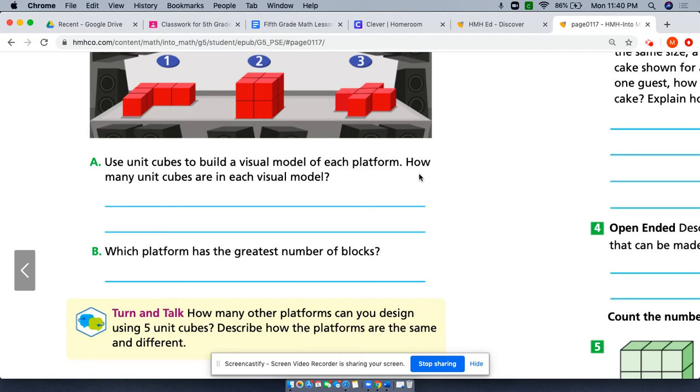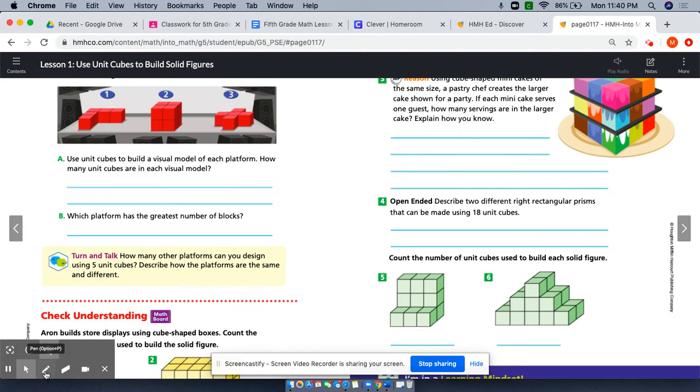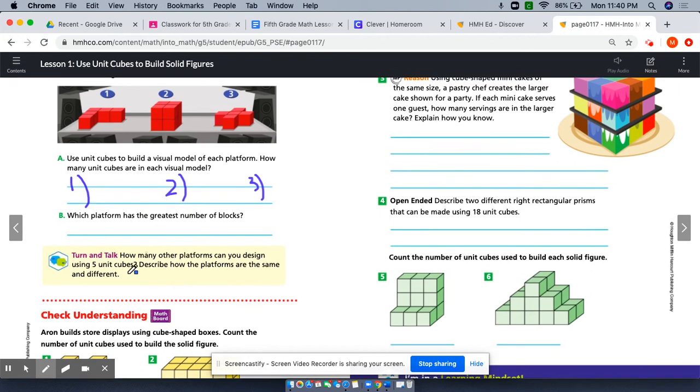You can look at the pictures. For A, you have to answer the question: how many unit cubes are used in each visual model? So when you give that answer, you're not just giving one answer. You're going to say for 1, how many there are, for 2, how many there are, and for 3, how many there are. How many of these blocks do you see in them? How much is made up of them? And then it asks you for B, which platform has the greatest number of blocks? So you're just going to answer that.